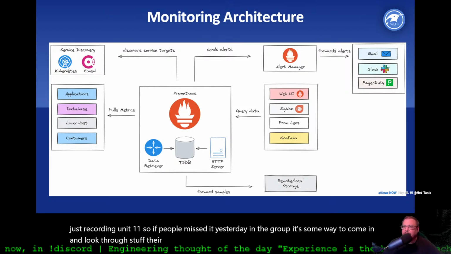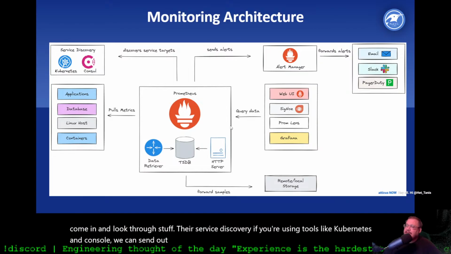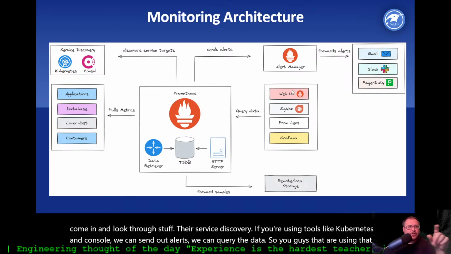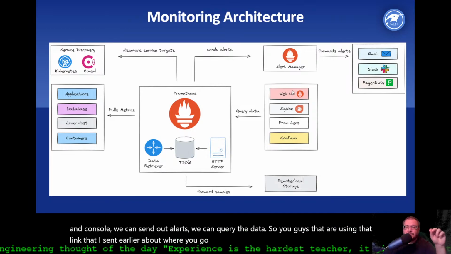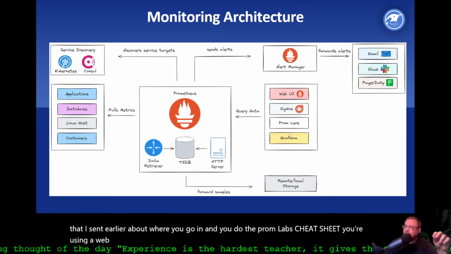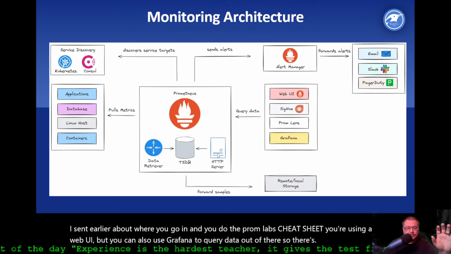There's service discovery. If you're using tools like Kubernetes and Consul, we can send out alerts. We can query the data. So you guys that are using that link that I sent earlier, where you go in and do the PromLabs cheat sheet, you're using a web UI. But you can also use Grafana to query data out of there. So there's that HTTP front-end web server.